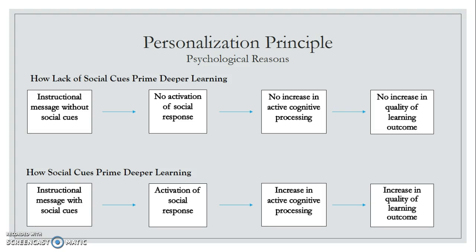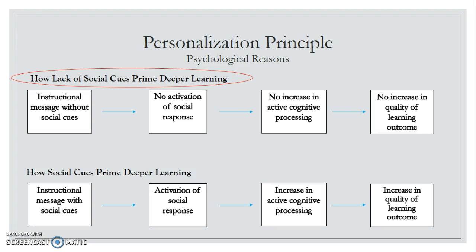This graph shows how the presence or absence of social cues affects learning. When a learning module doesn't have a conversational style, but uses formal wording, this would be considered lack of social cues. Formal wording does not have any friendly or polite terminology or phrases. As you can see, there are no social responses or an increase in cognitive processing.